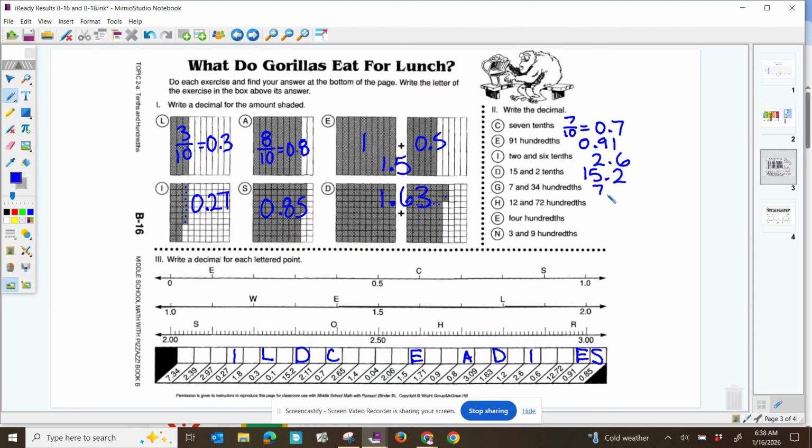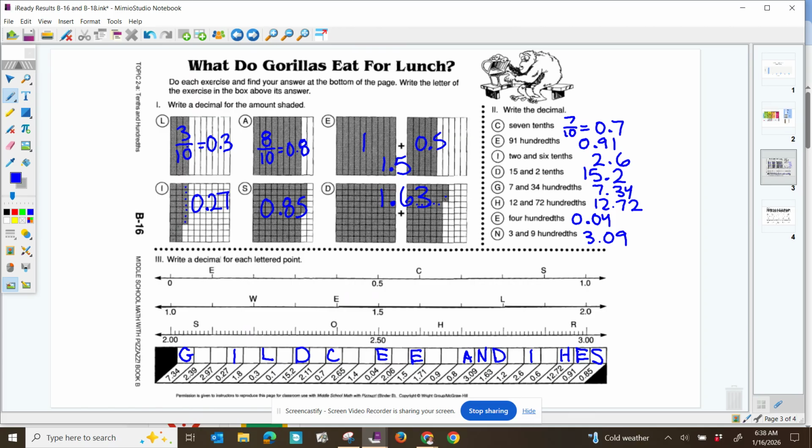7 and 34 hundredths, 7.34, is the letter G. Way over there, 12 and 72 hundredths, 12.72, is the letter H. 4 hundredths is 0.04. 4 hundredths, like 4 cents, is E. 3 and 9 hundredths, 3.09, is N.